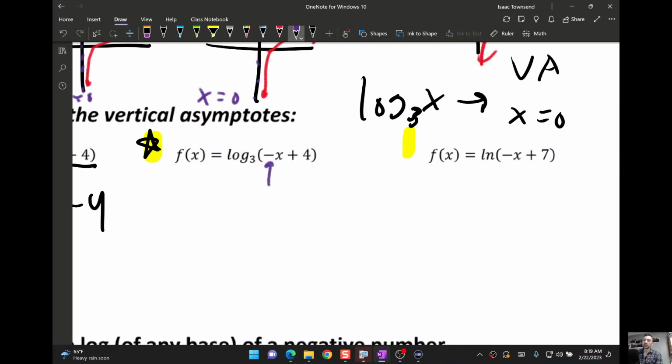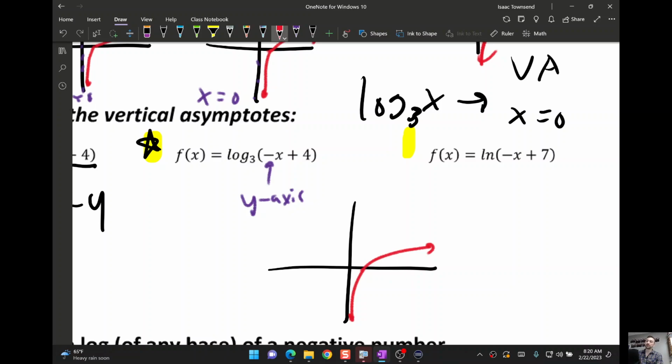So when we do this, this flips it over the y-axis. If you only multiply x by a negative, you flip it over the y-axis. So here's what log base 3 of x looks like. If I flip it over the y-axis, this is what log base 3 of negative x looks like. And then here's the part that I'm concerned about, that I think you probably didn't hear in Algebra 2.